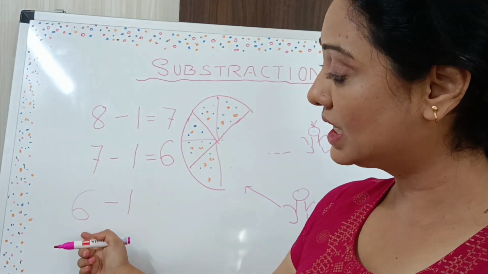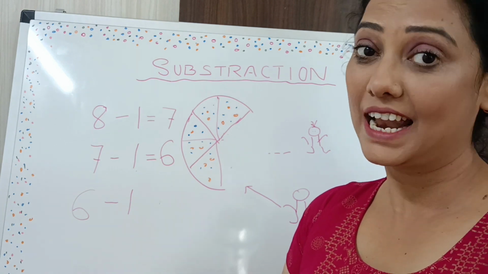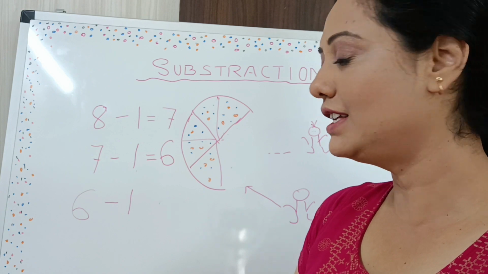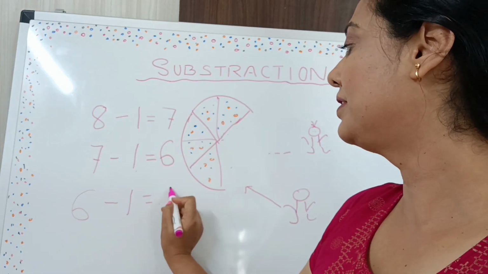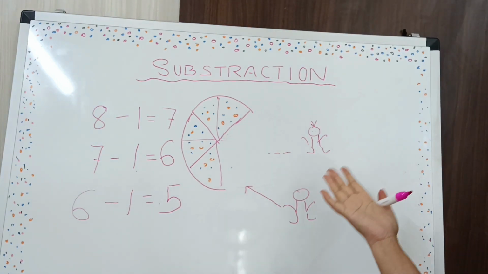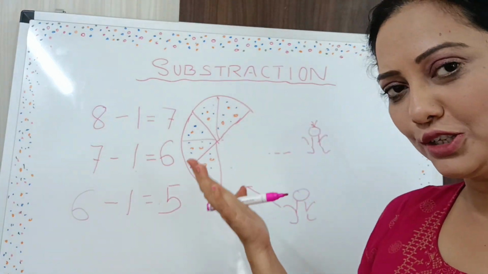Now only 6 pieces are left, and one of your friends comes and says, "Can I have one?" You say, "Okay, take one." When he takes one, how many are left? 6 minus 1, 5. Only 5 will be left. Then papa, mama, brother, sister, all will take.